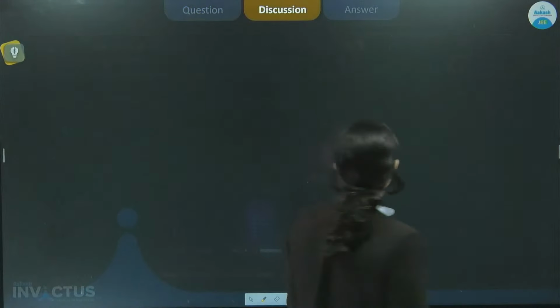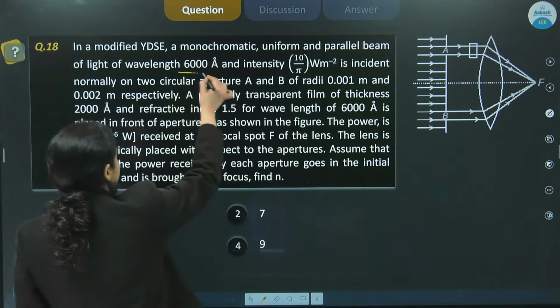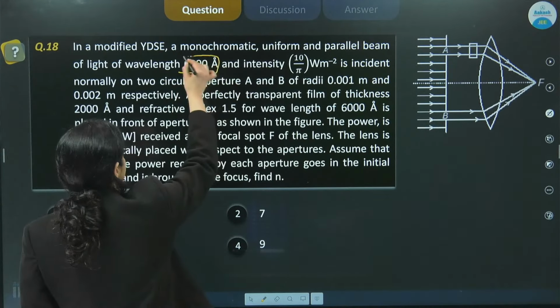Now let's move on to the next one. The 18th one, all right. So it's a modified YDSE. The wavelength of light is given to us. It's monochromatic light. Intensity is given to us. So the parallel beam is of intensity I1.